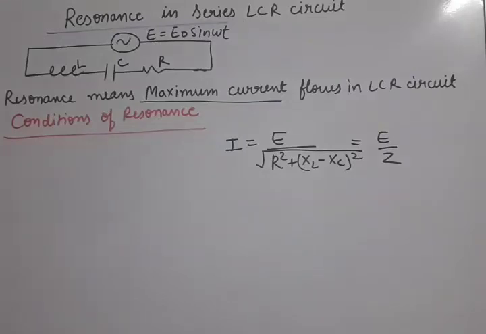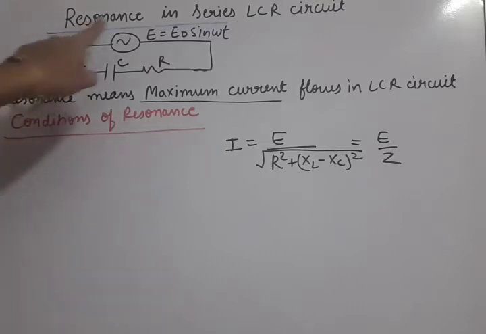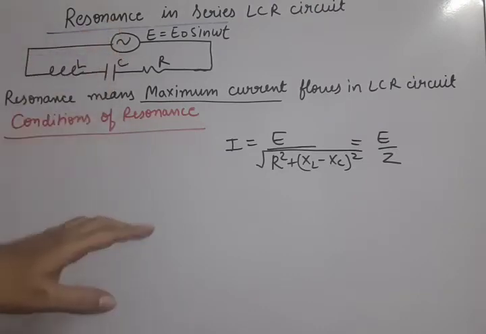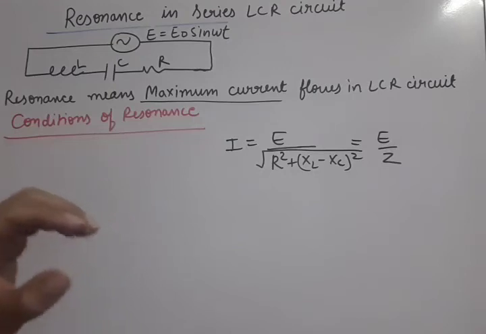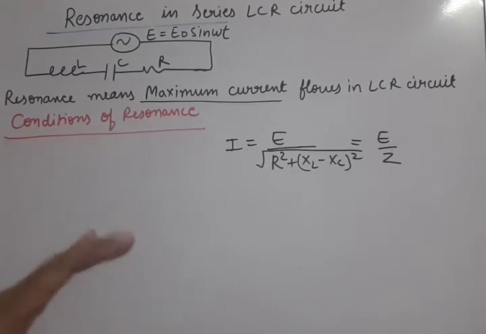Okay, students. Now we have to understand one very important condition of LCR series circuit, that is resonance. Here we have to understand what all possible conditions can be there which will bring the circuit in resonance. So first of all, the meaning of resonance is what? The meaning of resonance is maximum. Always the meaning of resonance is maximum performance.